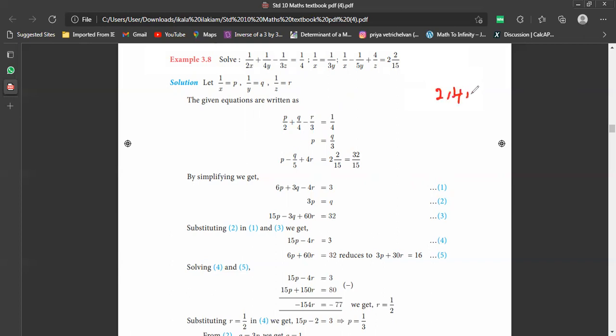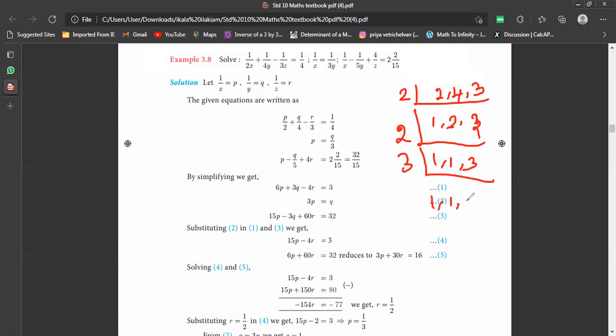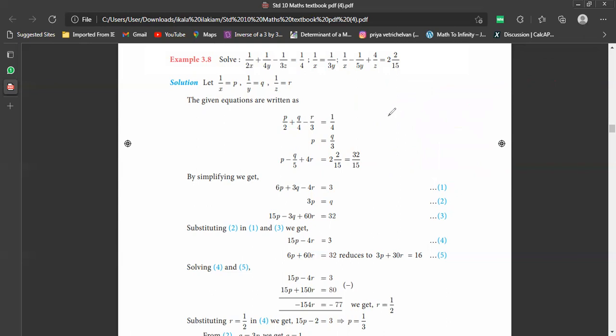So what would be the LCM for 2, 4, 3? 1, 2, 1. Just write 3 as it is. 1, 1, 3. 3 divided by 3 is 1. So these are the prime factors. It's going to be 2 into 2 into 3, which is nothing but 2 2s are 4, 4 3s are 12. So 12 is going to be the LCM. Are you following it? Okay. So let's apply LCM to this. The LCM is 12.